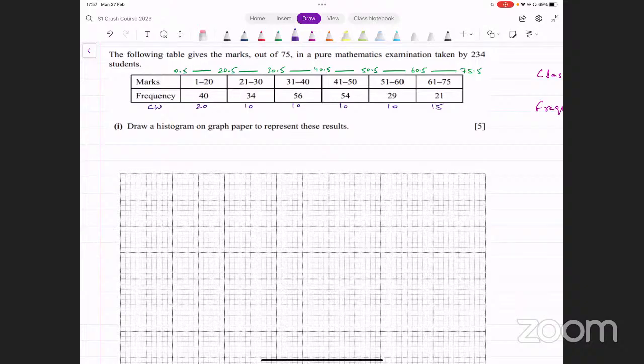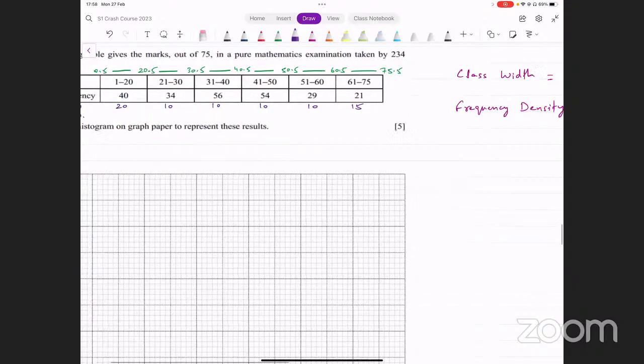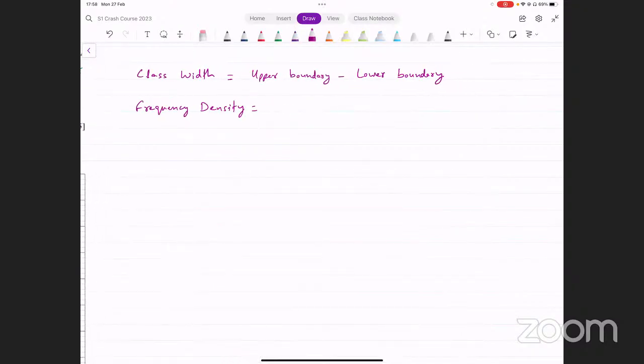And now I need to calculate frequency density, which I'm representing by FD here. What is frequency density? Frequency density is defined as frequency divided by class width. In short, we could write it like this: frequency density is equal to frequency over CW, which is class width. That's how frequency density is defined.